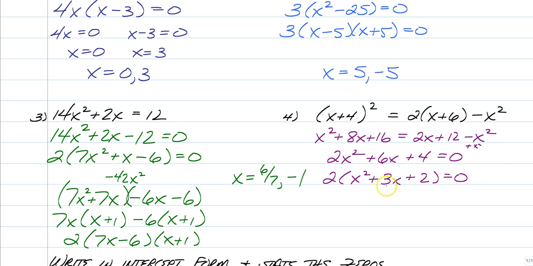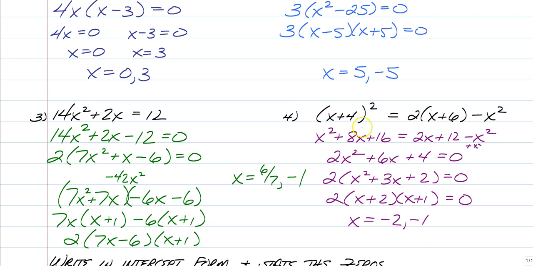equals 0. To factor that, what multiplies to the 2 but adds to the 3 would just give us an x plus 2 and an x plus 1. Don't forget about your GCF of 2, meaning x is equal to a negative 2 and a negative 1.